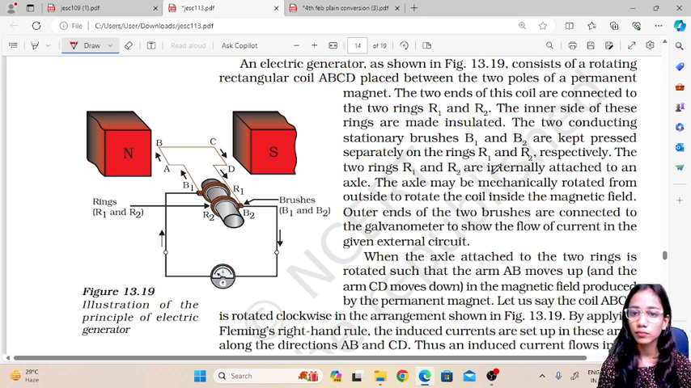Okay, they are internally attached to an axle. Now the axle may be mechanically rotated from outside to rotate the coil inside the magnetic field. So we have already seen the structure: ABCD, arm AB is connected to the ring R1 and brush B1, and CD is connected to the ring R2 and brush B2. On the inner side there is an axle which is mechanically rotated.